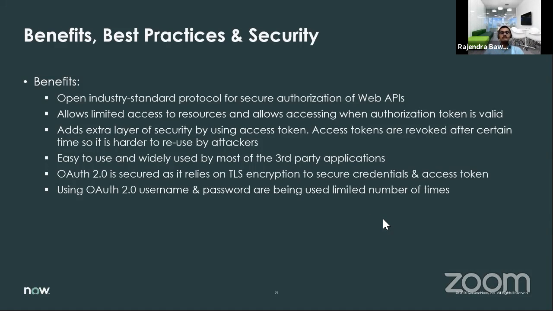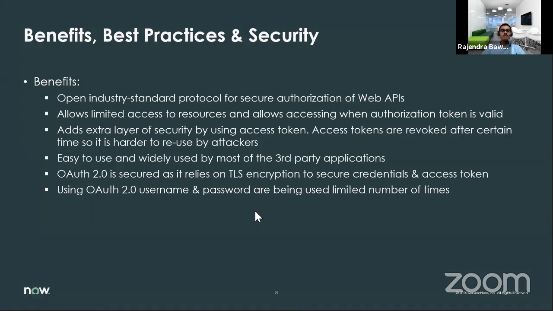Why are we focusing on this part? Because the request which we are sending is text form URL encoded, so the values will be sent in the clear text. They can be snooped into, but OAuth 2.0 relies on TLS encryption to secure the credentials. I will be coming to that point in the security approach.